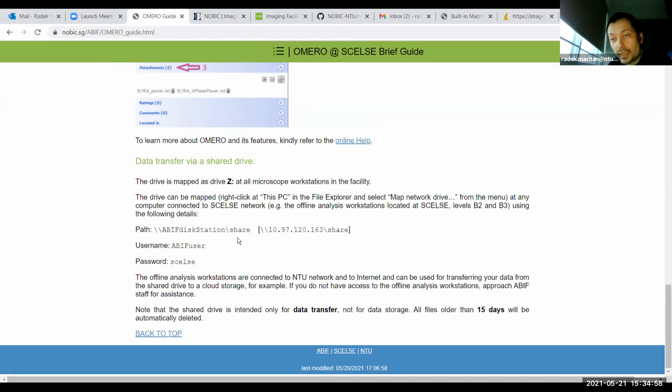And of course, another thing, unlike Omero, where you need to log in to access it, there's no control over which files each user can access. So this is a simple shared drive. Whatever you put there is accessible to anyone else. So if you have any files which contain confidential information, this is not a good place to put them.